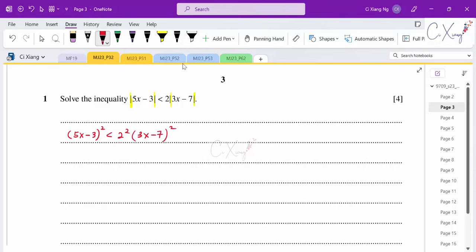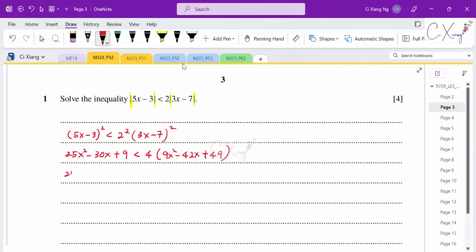Right, so when I square both sides, I try to expand them. So I'm having 25x squared minus 30x plus 9. Then the 2 here will become 4, 2 squared is a 4, right? So 9x squared minus 42x and then plus 49.